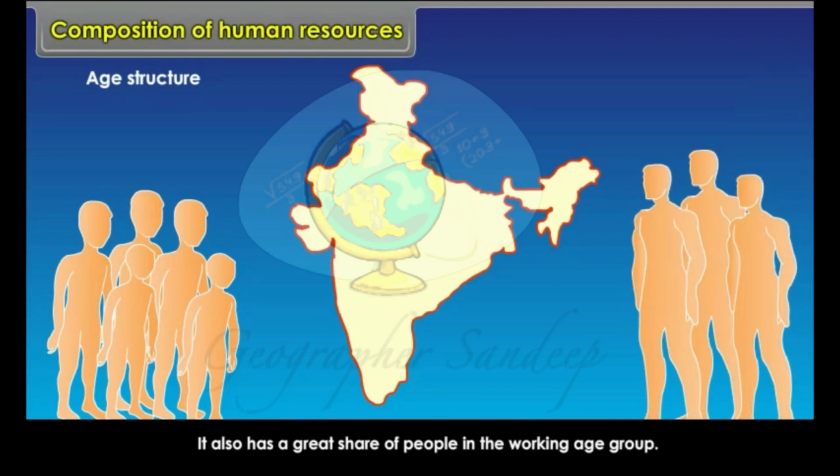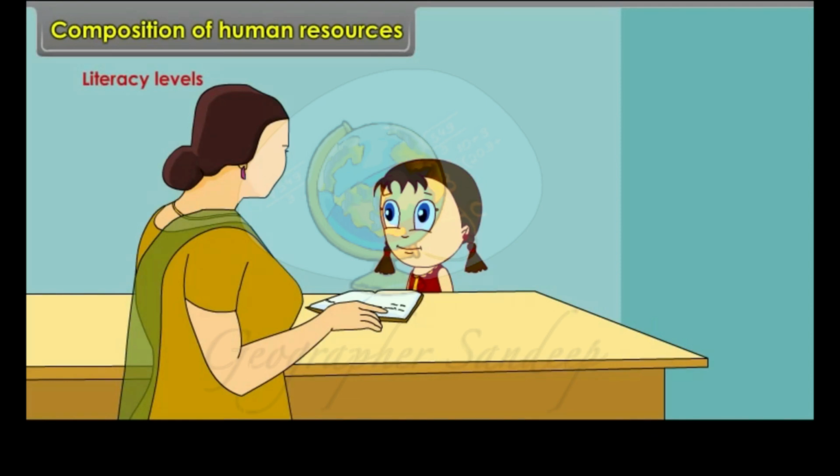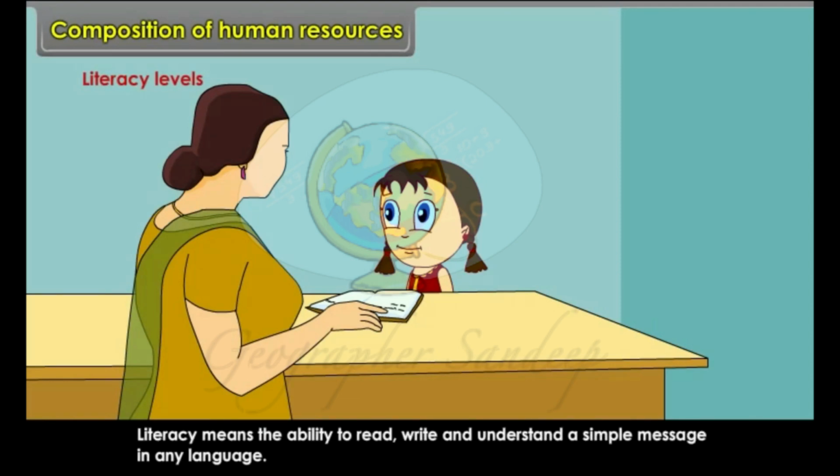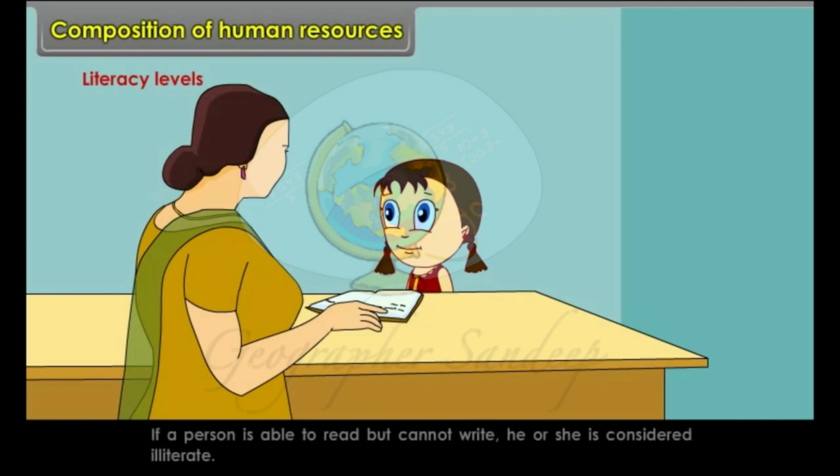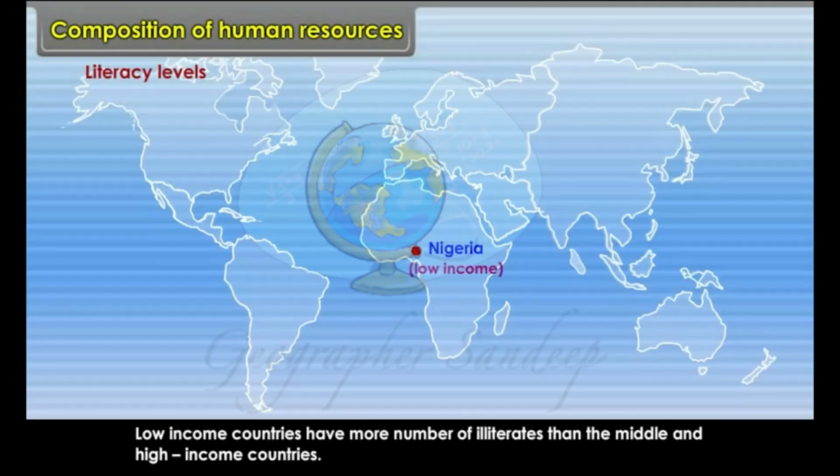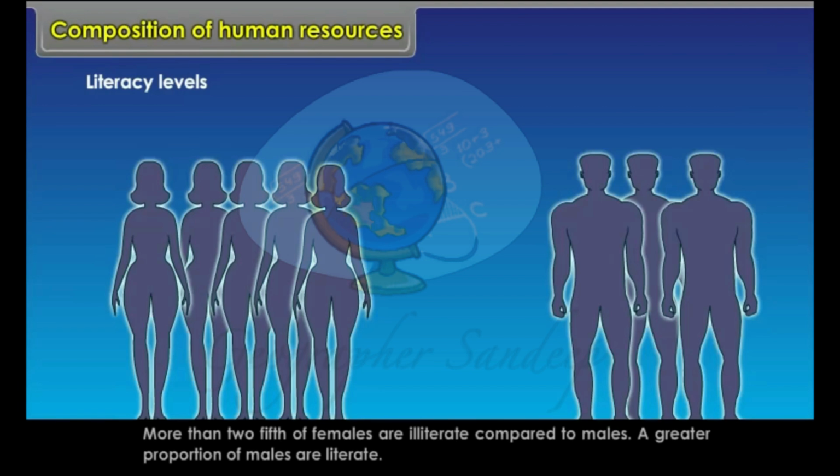Literacy levels. Literacy means the ability to read, write and understand a simple message in any language. If a person is able to read but cannot write, he or she is considered illiterate. Low-income countries have more number of illiterates than the middle and high-income countries. More than 2/5 of females are illiterate compared to males. A greater proportion of males are literate.